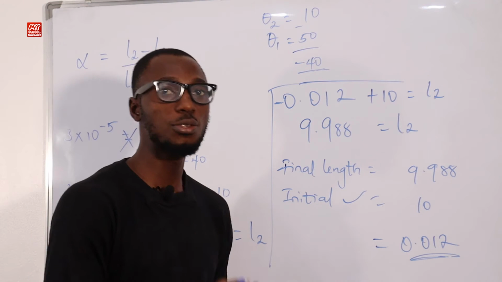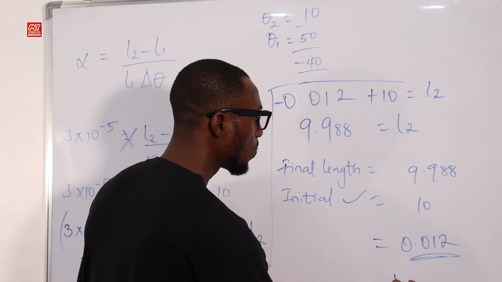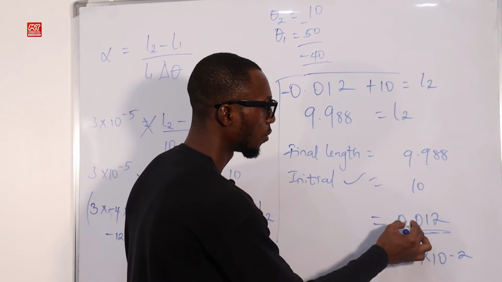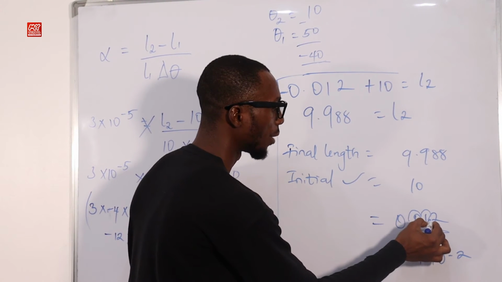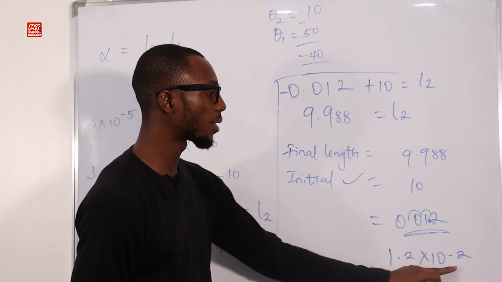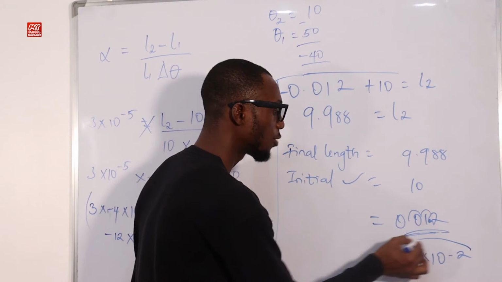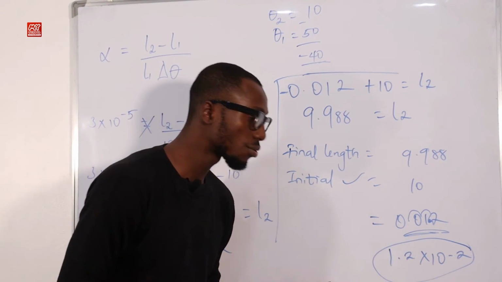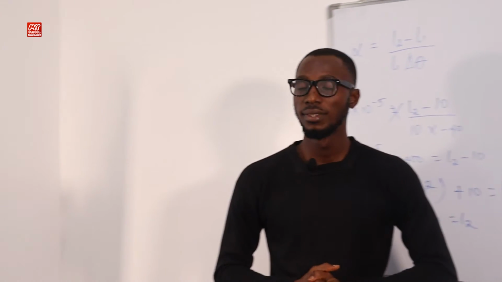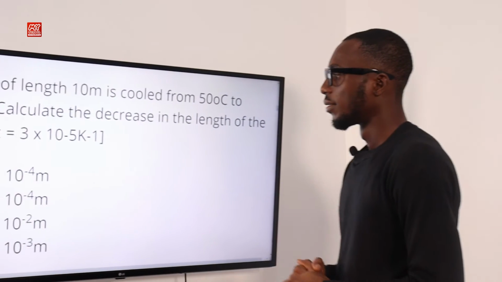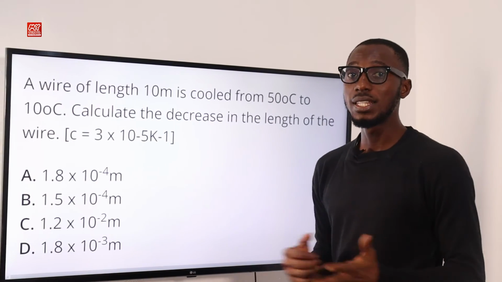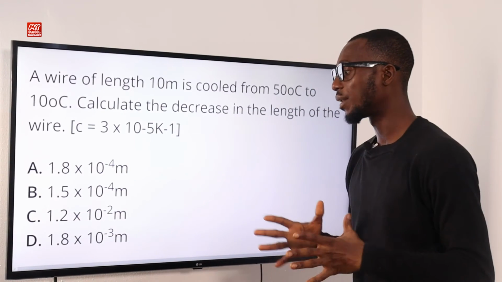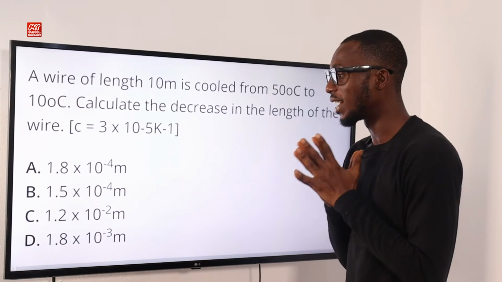If you want to bring it to standard form, that will be 1.2 times 10 raised to power minus 2. If you move the decimal 1, 2, can you see it? 1.2 times 10 raised to power minus 2. So let's check our options together and look for 1.2 times 10 raised to the power minus 2. Join me. We have our unit in meters rather, so we'll have 1.2 times 10 raised to the power minus 2 meters. So that is the decrease in length.